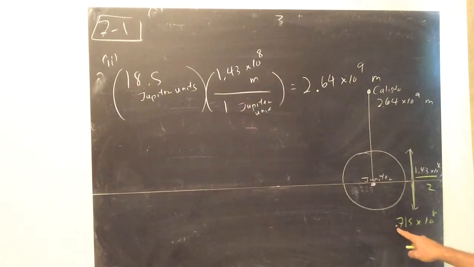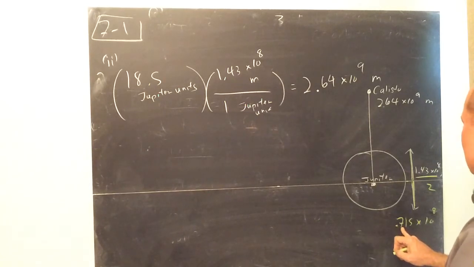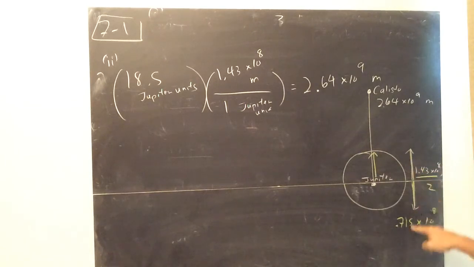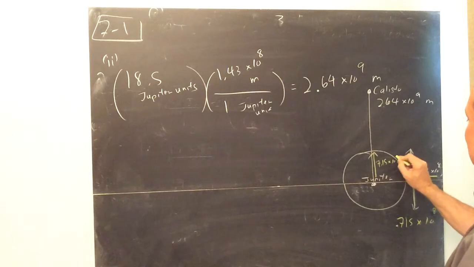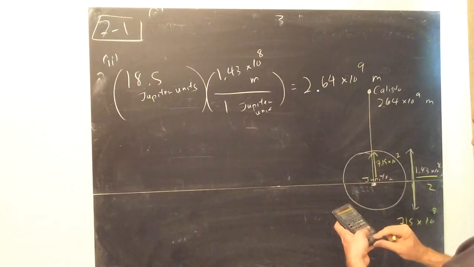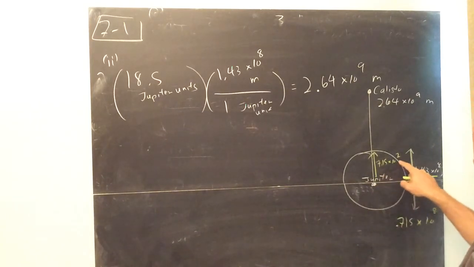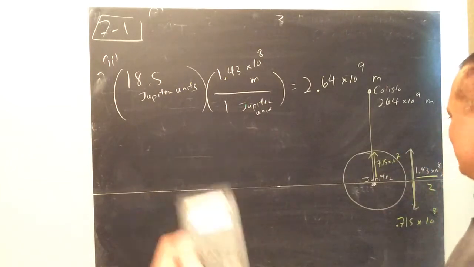Yeah, that works out. 0.715 times 10 to the 8th. Or, well, it doesn't matter. Maybe you want 7.15 times 10 to the 7th. But that's the radius. The radius of Jupiter is half the diameter. So I'll just put 7.15 times 10 to the 7th. If you put 1.43 times 10 to the 8th divided by 2 in your calculator, you're going to get 7.15 times 10 to the 7th. I'll have to do it on my own by looking at the numbers.